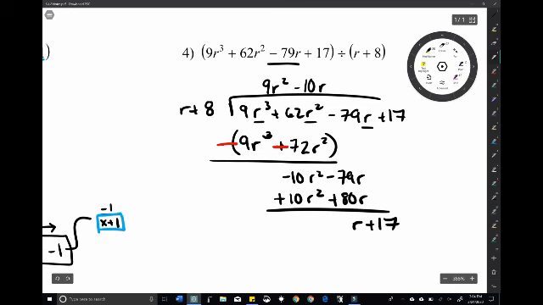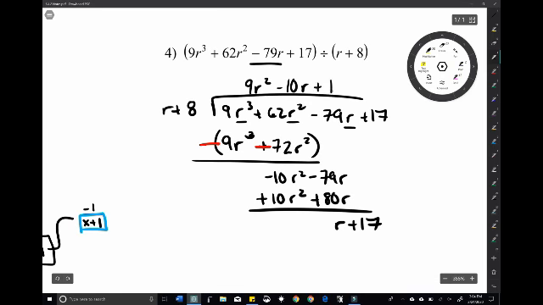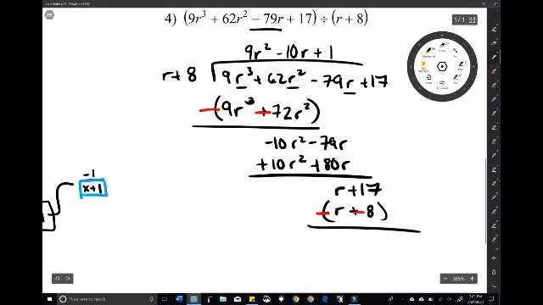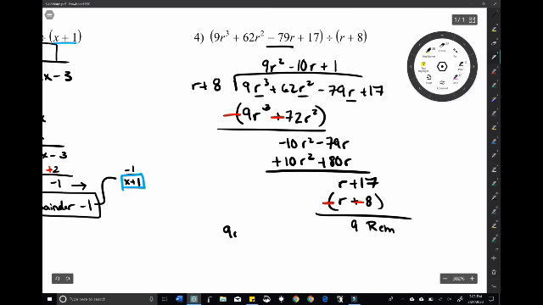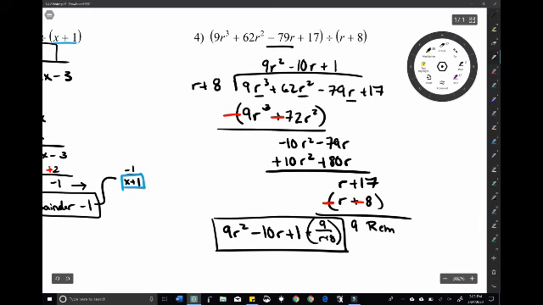Plus 17. Multiply by 1. That's how we just make it itself. So it's just r plus 8. Subtract. Change the signs, and you end up with 17 minus 8, or a remainder of 9. So 9r squared minus 10r plus 1, with a remainder of 9, you can write it as plus 9 over r plus 8. That's just how you write it fancy as the remainder, or just list it either way there.